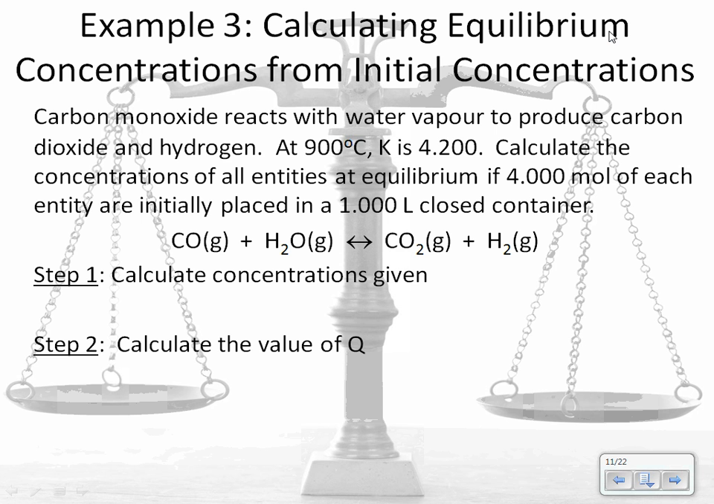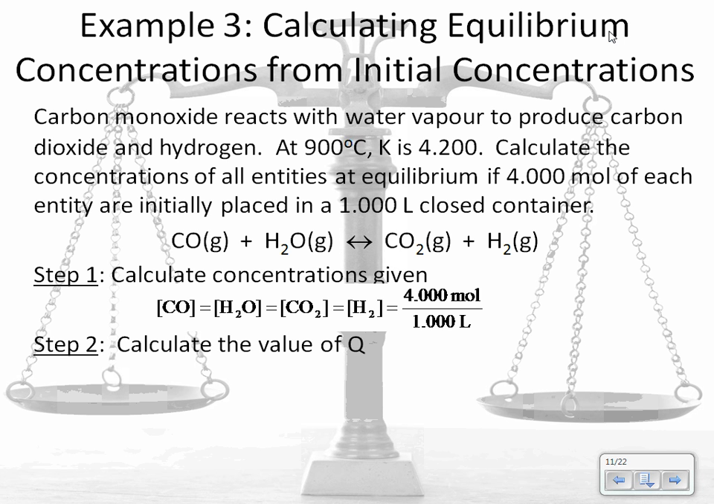So step 1 says calculate the concentrations given. So in this case, I'm using 4 moles of each entity, and they're placed in a 1-liter container. So it's 4 moles per liter, or 4 molar for each one of them. Okay, so all my concentrations in this case are equal. So this makes it tough, because if I were to set up an ice chart right now, you're basically going to see that all of my concentrations are equal. So there's no way of me actually looking at this and knowing which way the reaction's got to proceed.